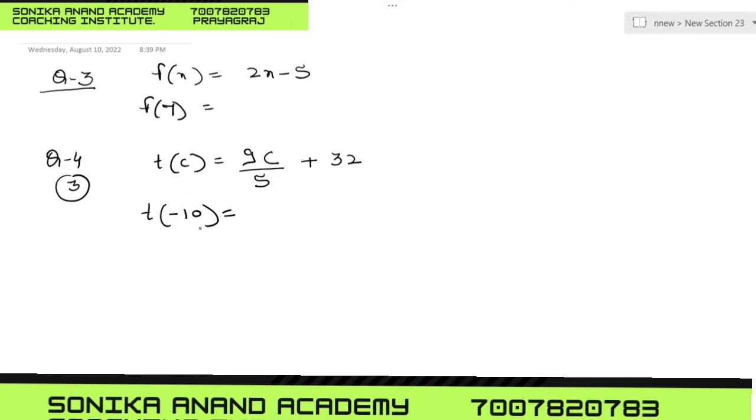So see, that is minus 10. So I put the values over here. 9 minus 10 over 5 plus 32. You can easily solve it. Minus 9 by 5, plus 32.